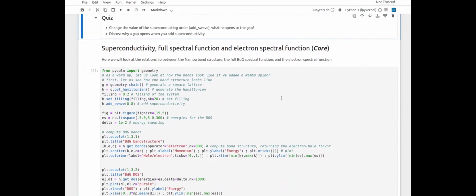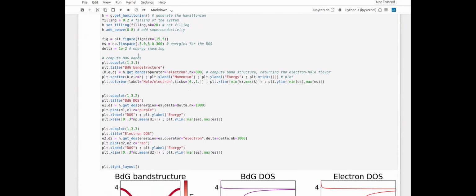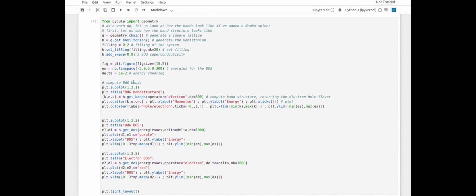Okay, let's continue with the next question, which is about superconductivity, the full spectral function, and the electron spectral function. And so what we are going to do here is to look at the relationship between the Nambu spinor band structure, the full Bogoliubov-de Gennes spectral function, and the electron spectral function. So we are going to take the geometry of a one-dimensional chain, generate the Hamiltonian, set a certain filling, add superconductivity, and then compute the band structure projected onto the electron sector.